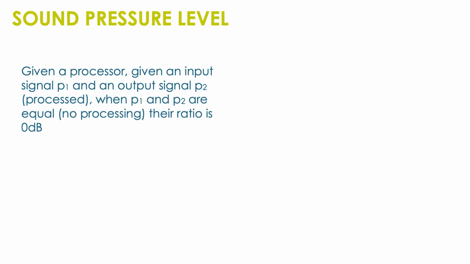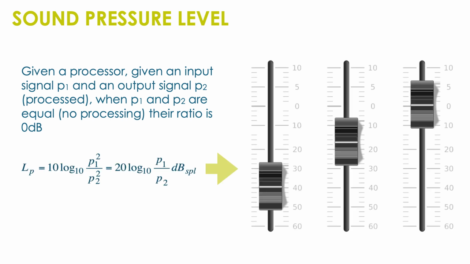Let's give now an example taken from music production. Maybe several of you have experience in music production. If an input signal equals the output signal of a processor, the SPL difference is 0 dB. This is the reason why often volume faders or knobs, like the one in the figure, have a scale going from minus infinite dB SPL to 10 dB SPL, where 0 is the optimal value.